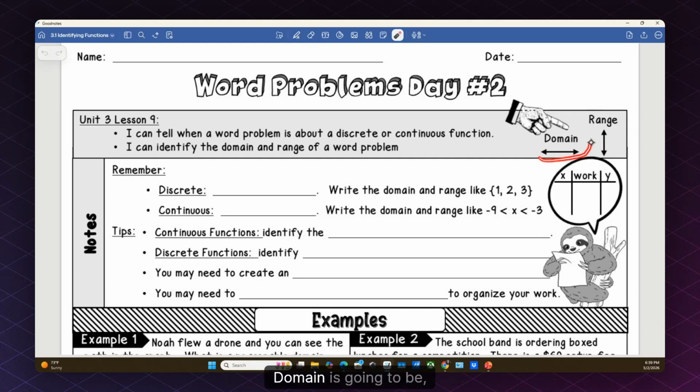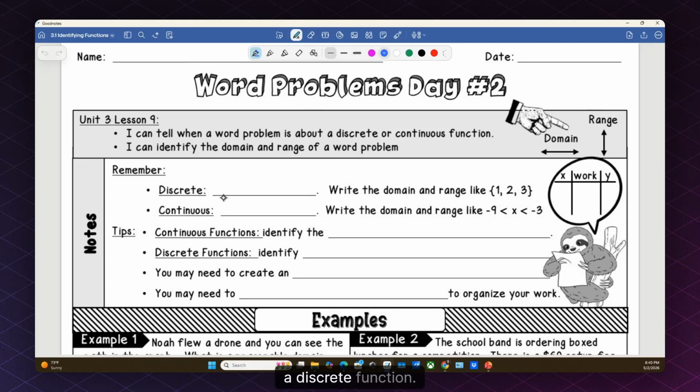Don't forget, domain is going to be the value of all the possible answers in the horizontal direction on the x-axis. And the range is going to be all the possible answers in the y-axis. Okay, so let's go ahead and remind ourselves what discrete and continuous mean as it applies to math.